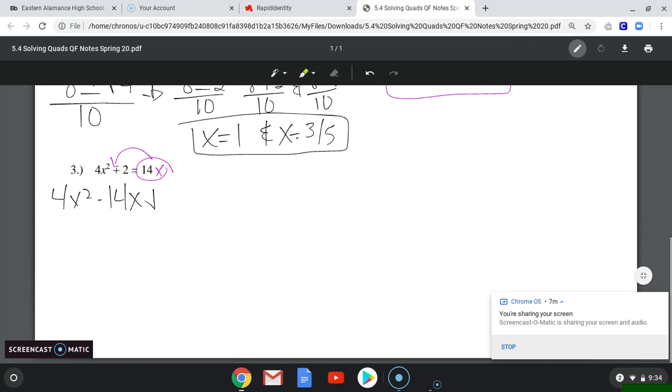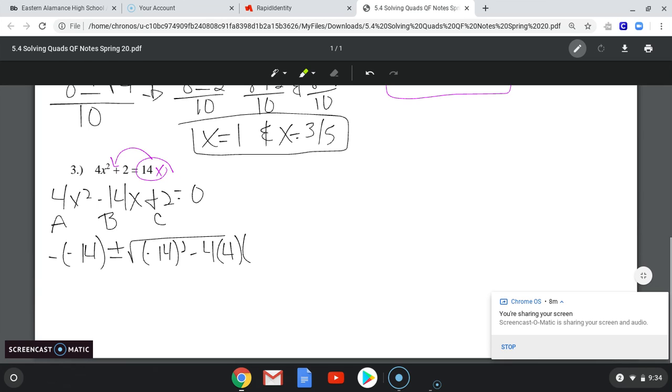When I move it to the middle, +2, all equals 0. I need to label my A, my B, and my C. And I'm ready to go ahead and put this into the quadratic formula, which is -b plus or minus the square root of b squared minus 4 times the A times the C all over 2 times A.